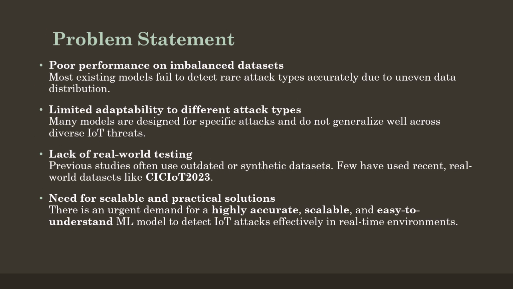So in this research, the researchers focused on solving four key problems found in the earlier models. The first one is imbalanced datasets. Models often perform poorly on rare attacks like SQL injection, because most of the data is from common attacks like DDoS. The second one is limited detection scope. Many models only detect one or two attacks. The third one is outdated and synthetic datasets. Some studies use non-realistic data, which reduces reliability in real-world use. And the fourth one is lack of scalability. Complex models are often too heavy for real IoT devices, which have limited resources. Our goal was to build a model that is accurate, scalable, and tested on real-world data to overcome all these issues.